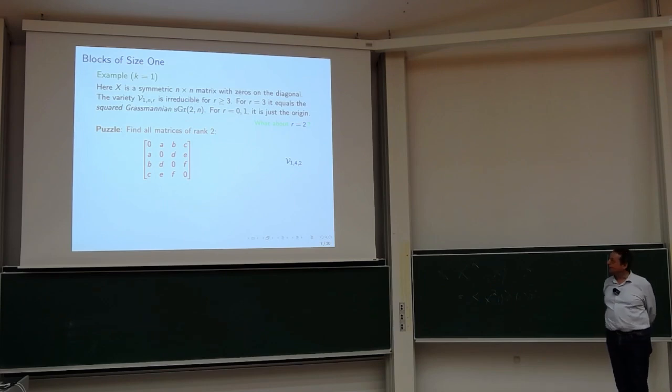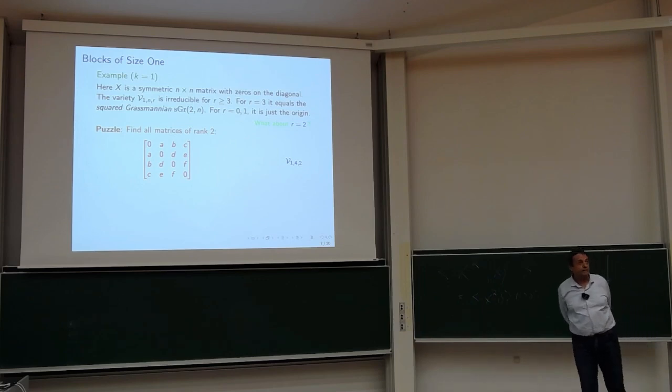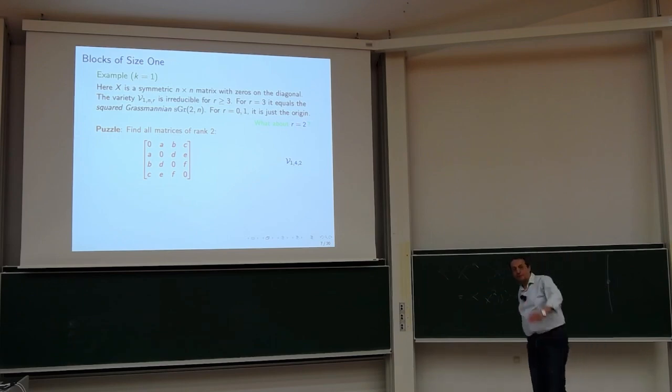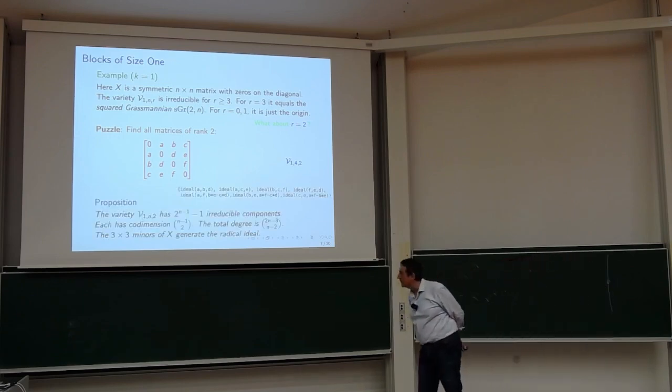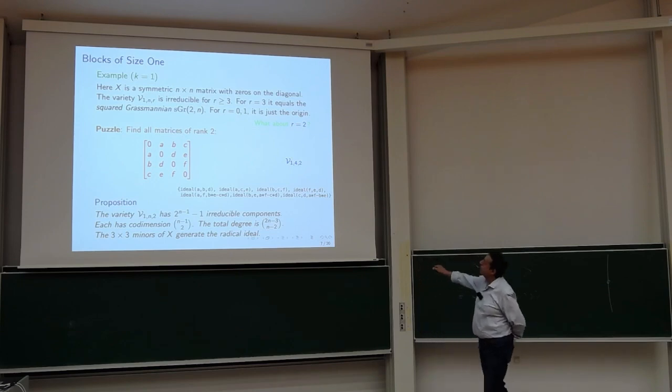So for R equals 2, we have, for example, n equals 4. We have the variety V, n, 4, 2. And that's the variety of these matrices of rank 2. Some of you thought about this. The postdoc figured it out. You were at the blackboard, right? And this is what Macaulay 2 gives you back.